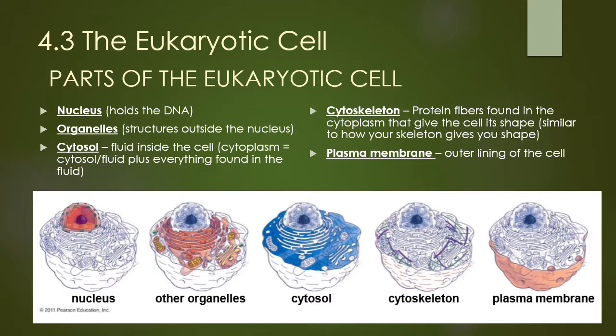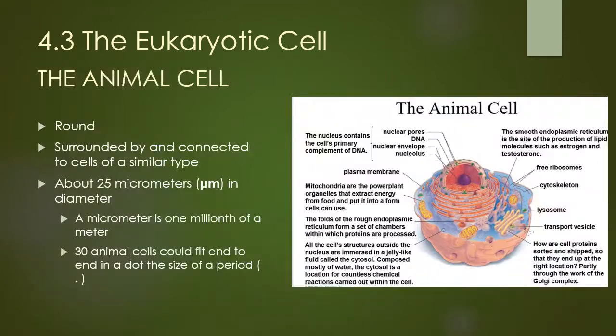And lastly, all eukaryotic cells have a plasma membrane or a cell membrane. That's the outer lining of the cell. Let's start by looking at one type of eukaryotic cell, again, the cell with a nucleus, and that's the animal cell. And then later we'll look at what the plant cell looks like in comparison.